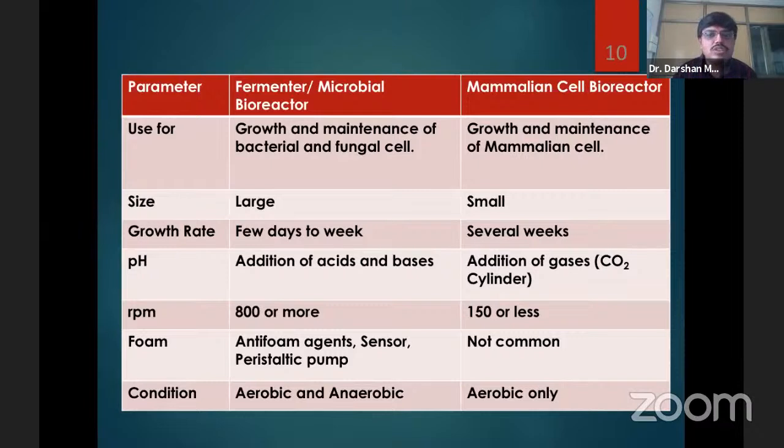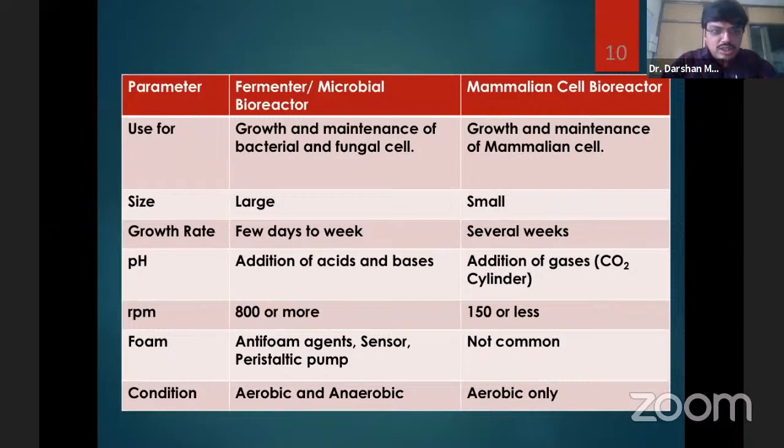When we talk about the bioreactor, normally they are small, which are going to work with the animal cell. When you talk about the growth rate, growth rate in the case of your fermenter is a few days to a week. Whereas in the case of your bioreactor, you are going to work with the mammalian cell, it is for several weeks.